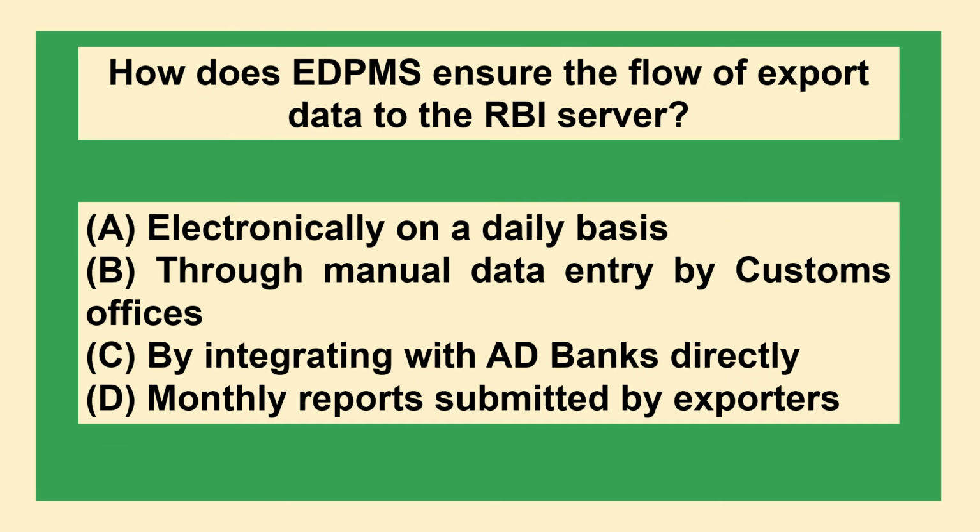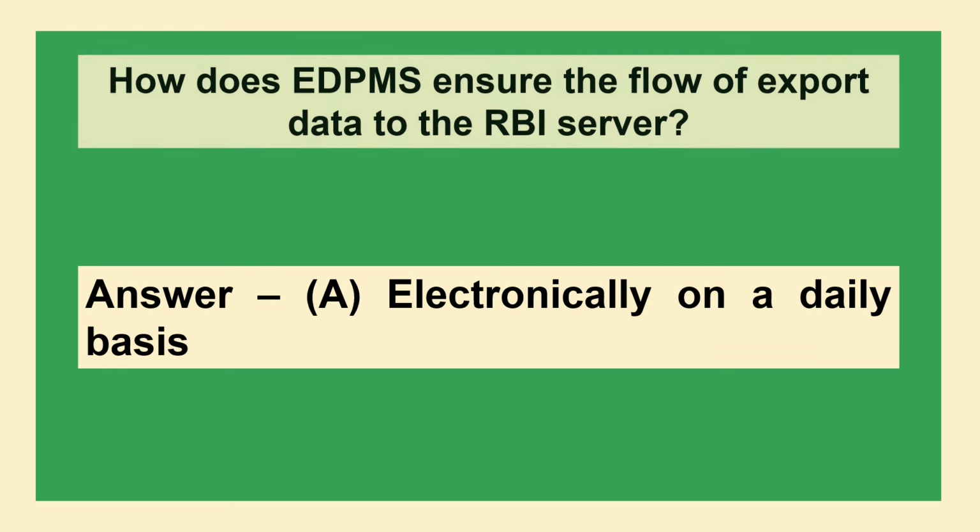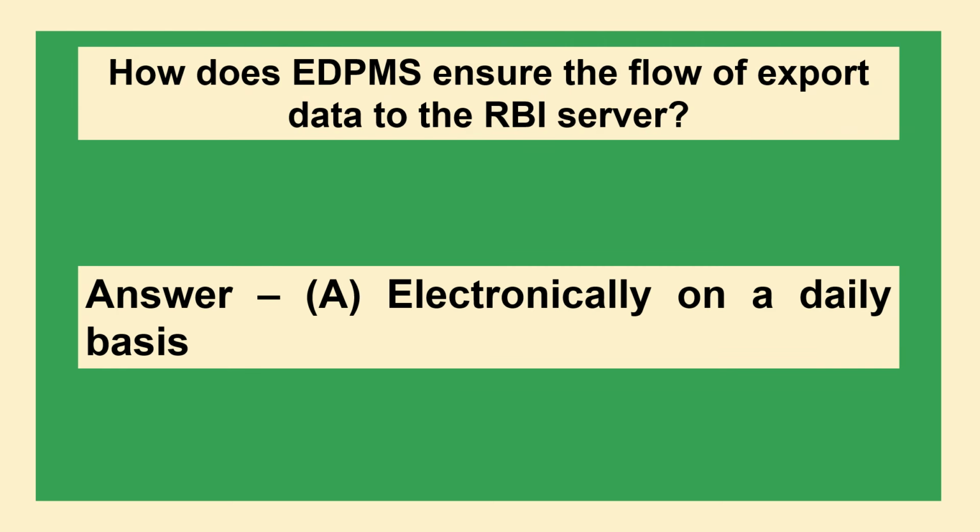How does EDPMS ensure the flow of export data to the RBI server? Option A electronically on a daily basis. Option B through manual data entry by customs officers. Option C by integrating the AD with AD banks directly. Option D monthly reports submitted by exporters. The answer is option A electronically on a daily basis.